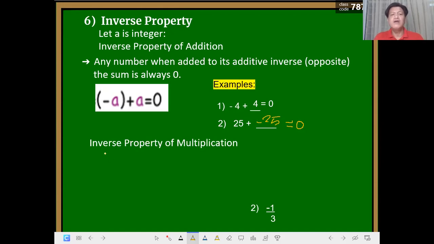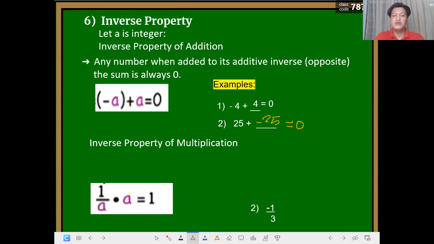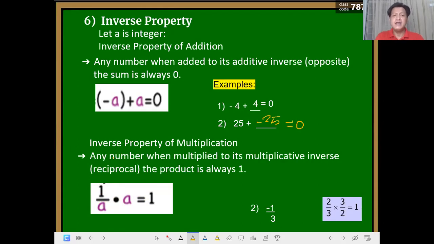Okay, another one, we have the inverse property of multiplication. Earlier was addition. So this is our pattern: 1 over A times A is 1. Meaning, the reciprocal of 1 over A is A. Okay, let's have an example so we can get it. Any number when multiplied to its multiplicative inverse, or what we call the reciprocal, the product is always 1.